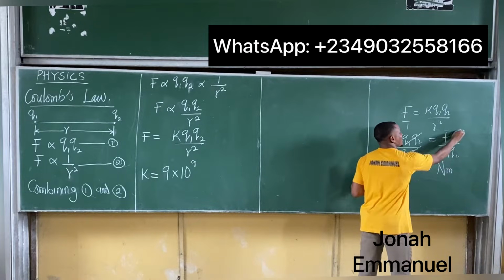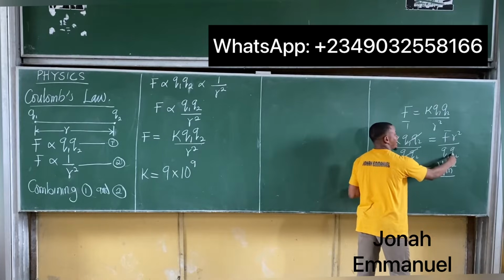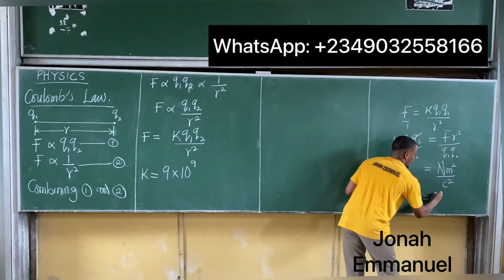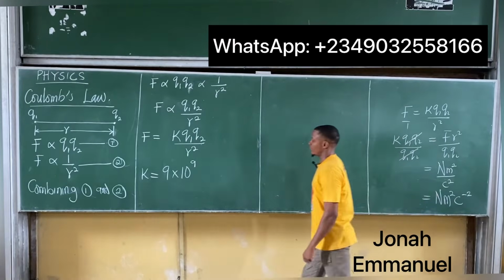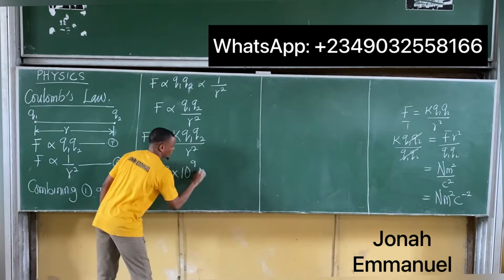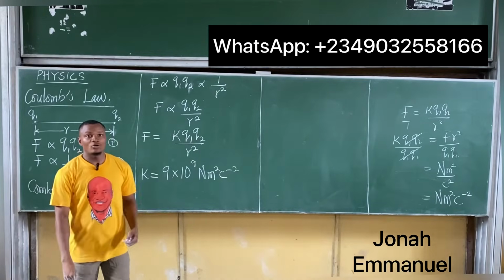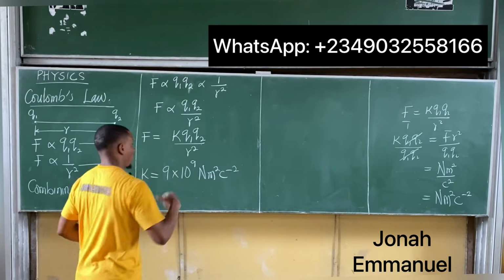The distance is squared, meter squared, all over charge in Coulomb times charge in Coulomb. Coulomb times Coulomb is Coulomb squared. My unit becomes Newton meter squared per Coulomb squared. So that's your unit, please. Newton meter squared per Coulomb squared.